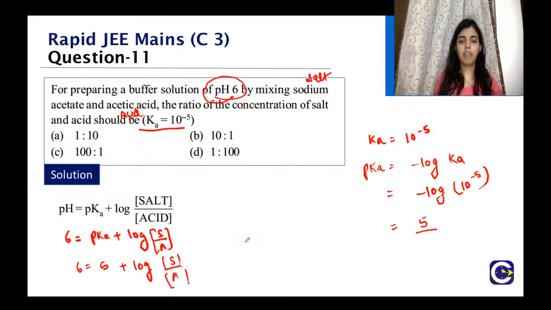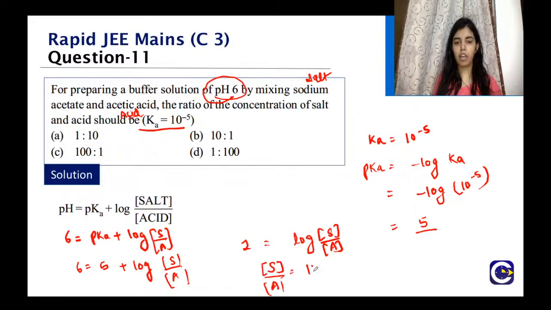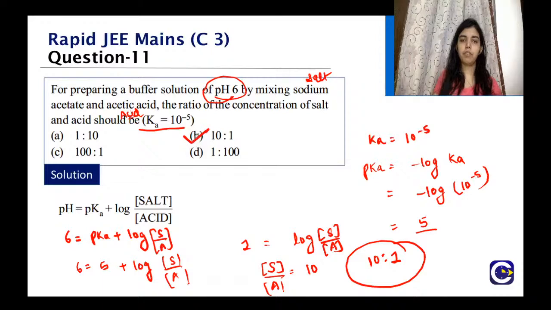Okay, so 6 minus 5 will be equal to 1. So 1 will be equal to log of salt divided by acid, and we already know that log of 10 will be equal to 1, right? So salt divided by acid ratio will be equal to 10, or basically 10 is to 1. So the answer for this particular question should be B here. Okay, you can have a look at the question and then we'll solve the next question.